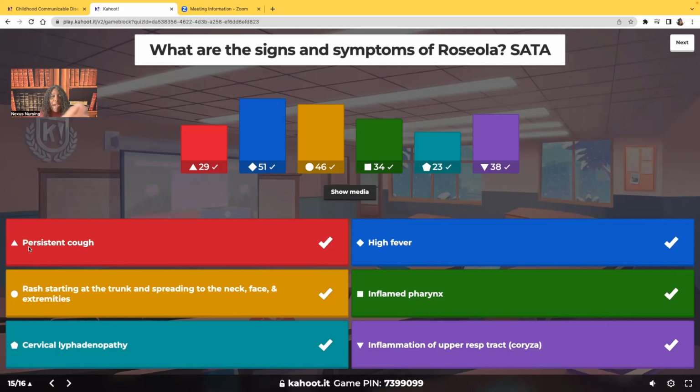So persistent cough, high-grade fever, rash, and this is another one that's important. NCLEX expects you to know the development of the rash. It starts usually at the trunk and then it spreads to the neck, face, and extremities. They're going to have inflamed pharynx. They're not going to want to eat or drink anything. Cervical lymphadenopathy, those lymph nodes are going to be swollen, and they're going to have inflammation of the upper respiratory tract.